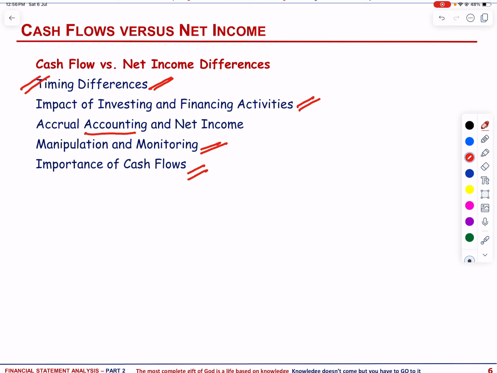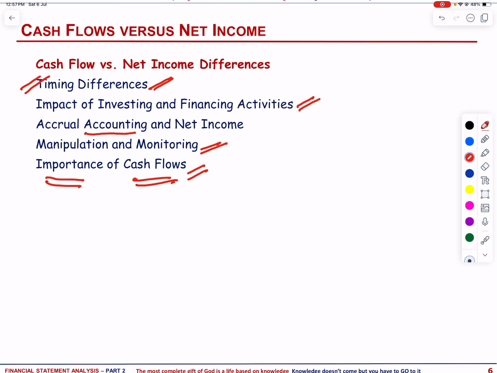So, cash is essential, obviously, for day to day operations, investments, and financing activities. And the statement of cash flows provides a detailed account of cash inflows and outflows, helping stakeholders understand cash movements and complementing information from the balance sheet and income statement.